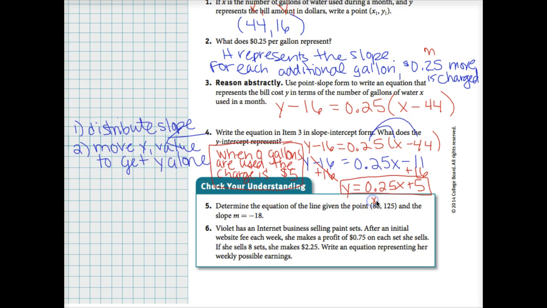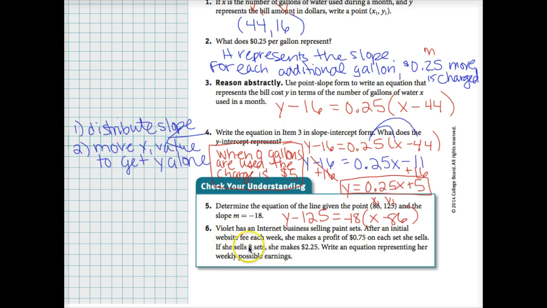All right, since this is your x1, y1, and you've already got your m, you should have said y minus 125 equals the slope, which is negative 18, times x minus 86. So that should have been your equation there in number 5.